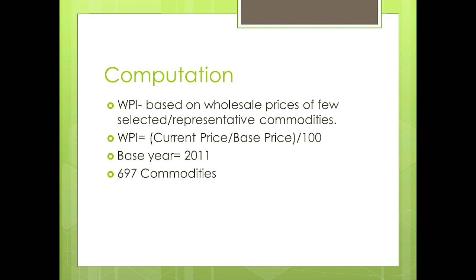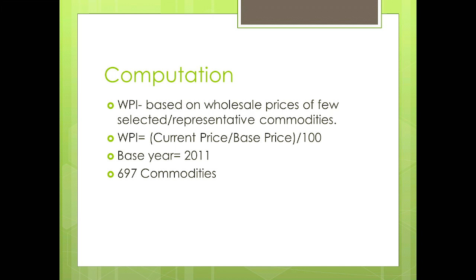Suppose it is 2011 in our country. So the base year is considered to be 2011. Then what we have to do is find out the current price of the basket, divide it by the base year's price of that basket, and multiply it by 100. So current price divided by base year's price multiplied by 100 will give you WPI, or wholesale price index.